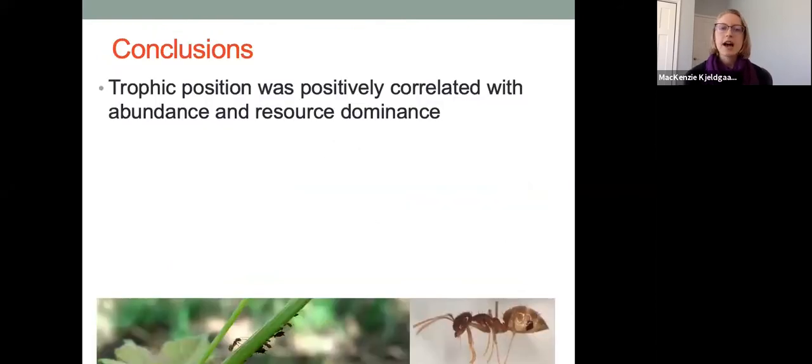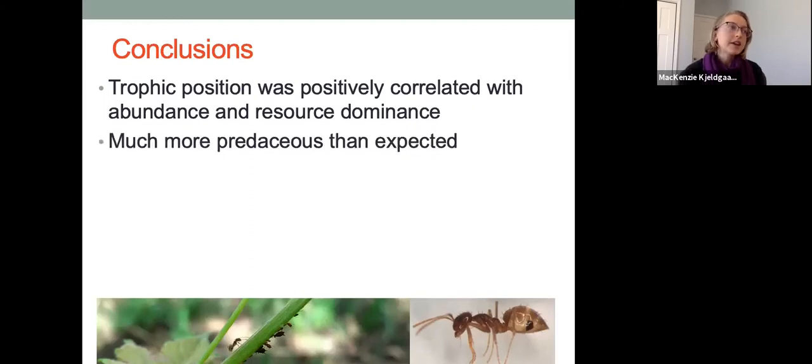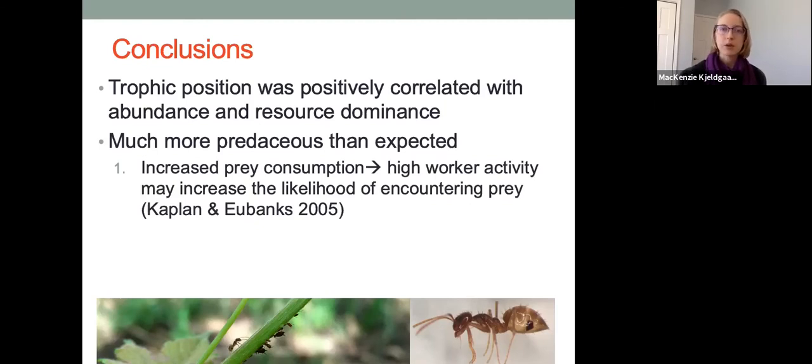So in conclusion, trophic position, counter to my expectations, was positively correlated with ant abundance at baits and their resource dominance. And Tawny Crazy Ants were much more predaceous than I expected. And this can be done in a couple different ways. Tawny Crazy Ants may increase their prey consumption, which would raise their trophic position. We know that in other invasive ant species, high worker activity that's fueled by high carbohydrate consumption can increase the likelihood of those ants encountering prey.